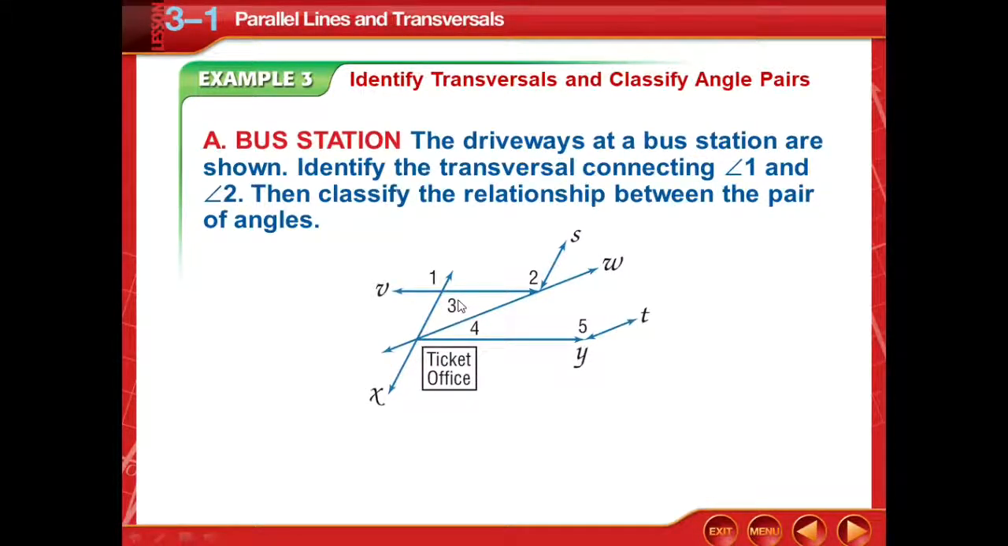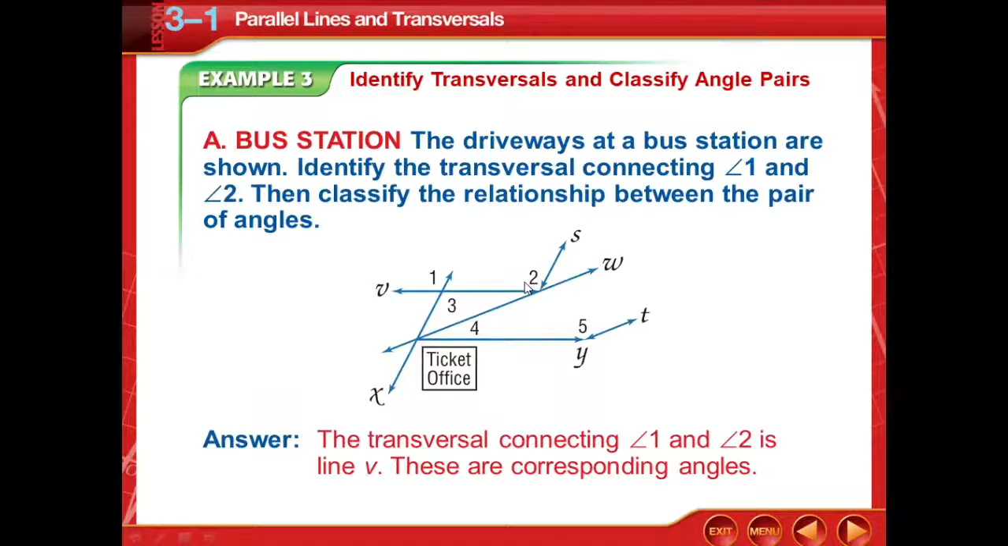Identify the transversal connecting angle 1 and angle 2, then identify the relationship between the pair of angles. So the first thing we want to do is find angle 1 and angle 2. Angle 1 and angle 2 are sharing this line, which means that line V is the transversal. Line V crosses line X and line S, therefore angle 1 is on the exterior, angle 2 is on the interior. That means that the transversal connecting 1 and 2 is line V, and they are corresponding angles.